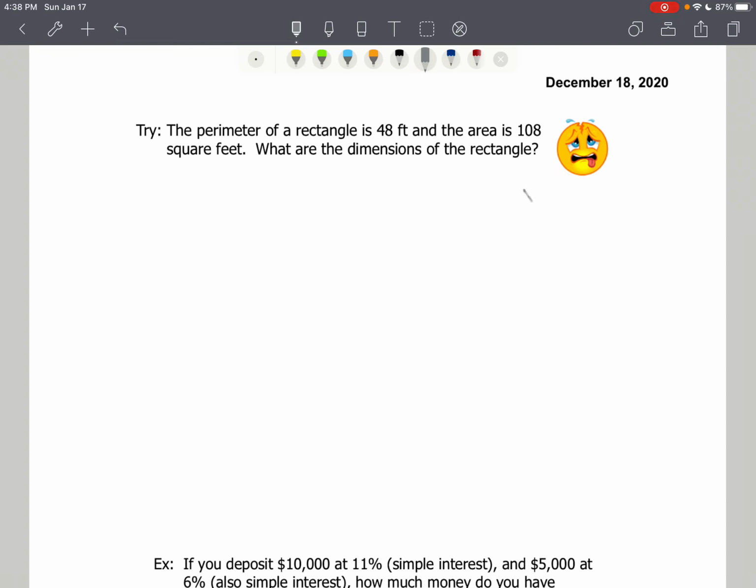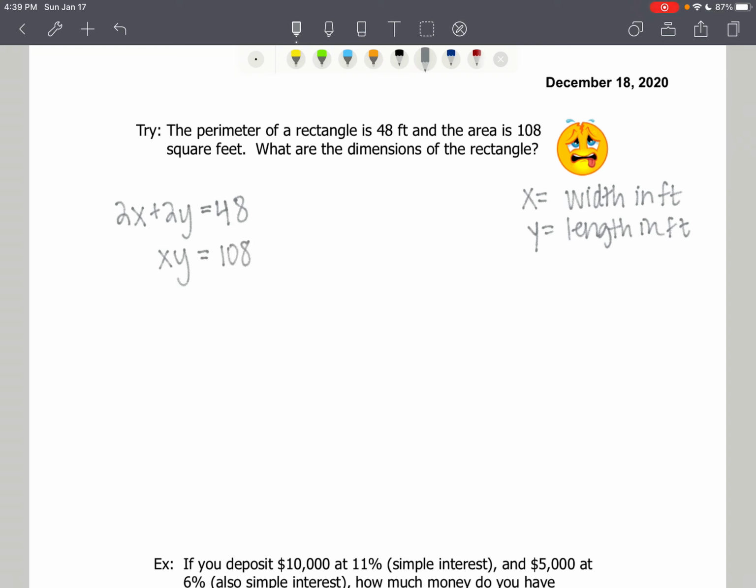Okay, welcome back. I got x equals the width in feet, y equals the length in feet. One equation was 2x plus 2y equals 48. I used x and y's this time just to mix it up. x times y equals 108. When I solved this equation for y, I got y equals 24 minus x.